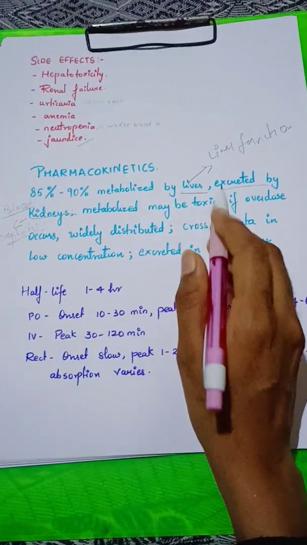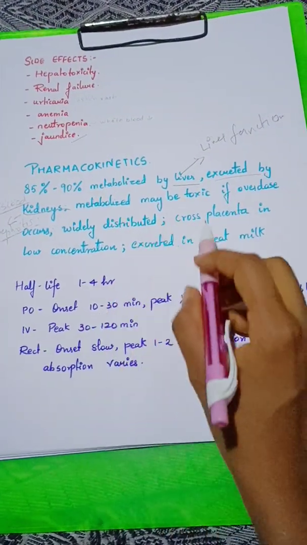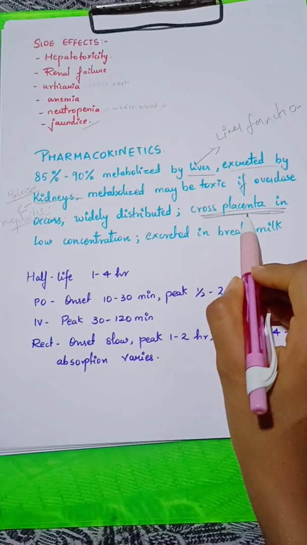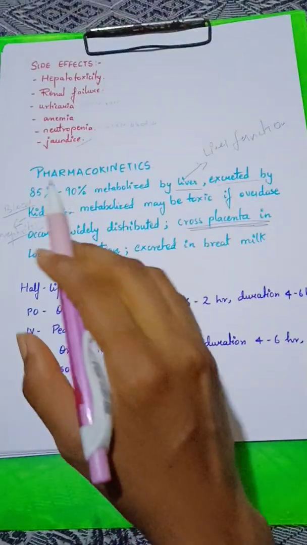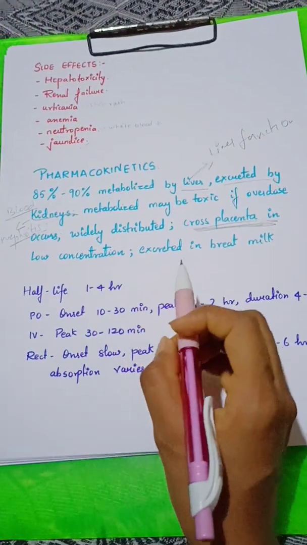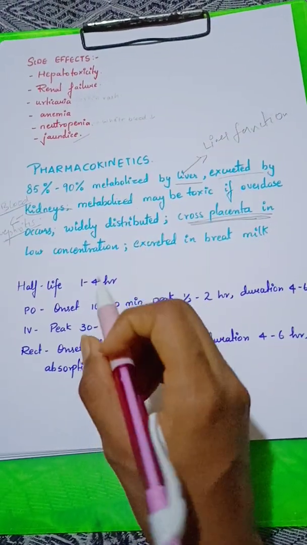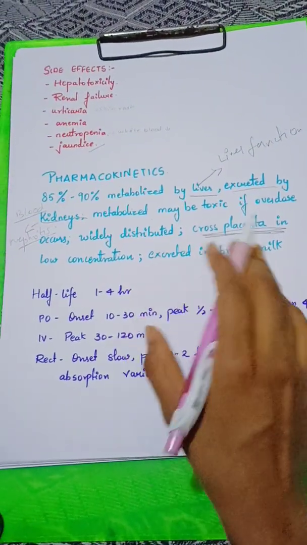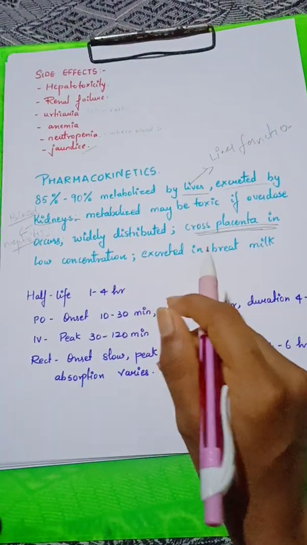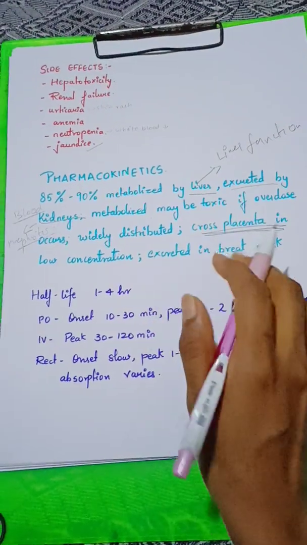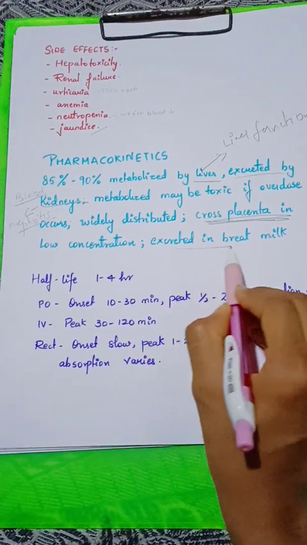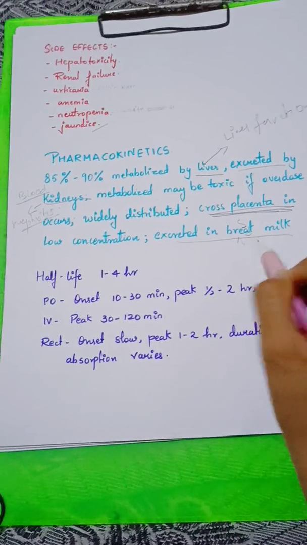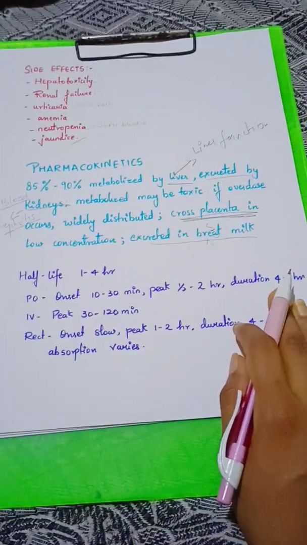Metabolized drug may be toxic if overdose occurs; it is widely distributed. The main highlighted point is that it also crosses the placenta in low concentration. So if there is any pregnant woman, guys, educate them not to take any opioid, it being an analgesic kind of thing. And it is excreted in the breast milk also. I have made a little mistake, I have not written yes over here.